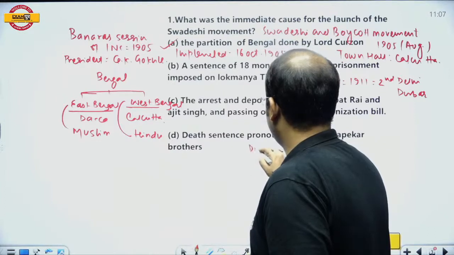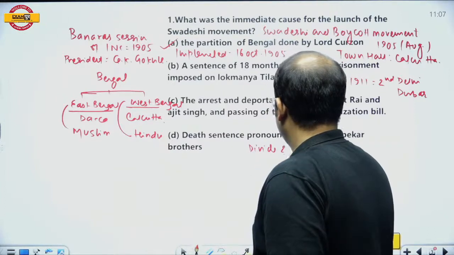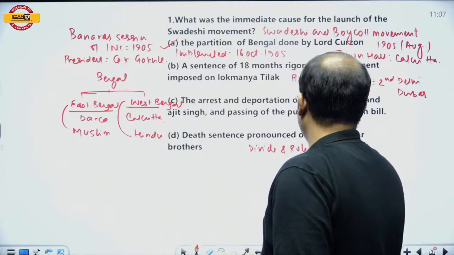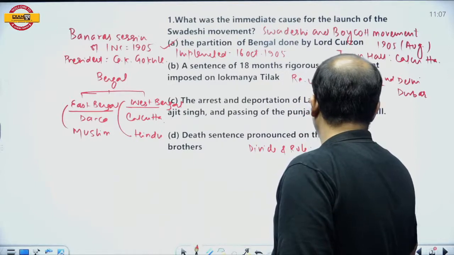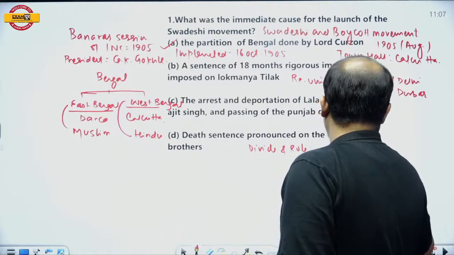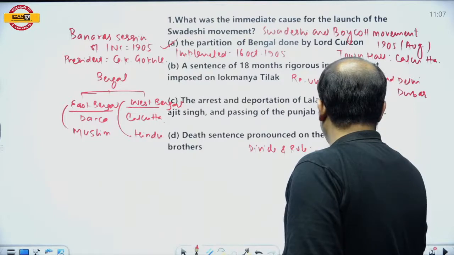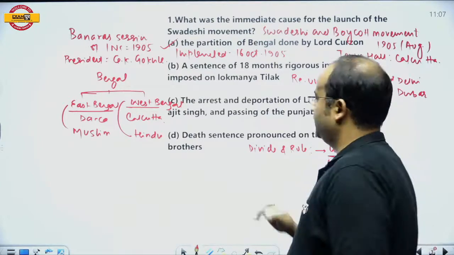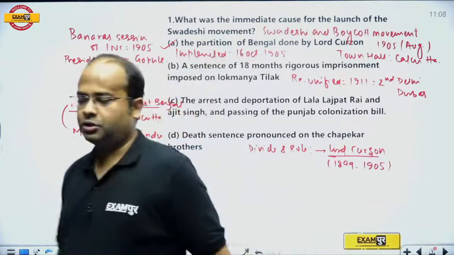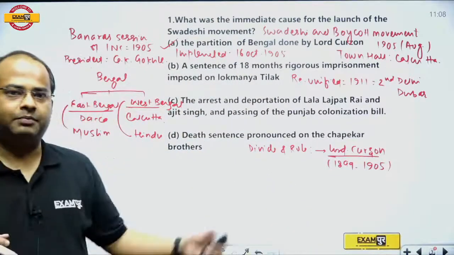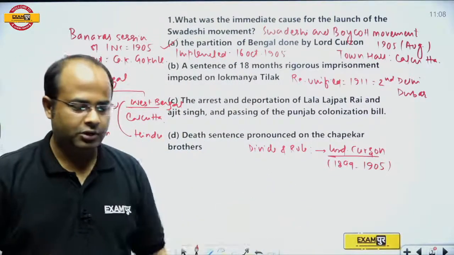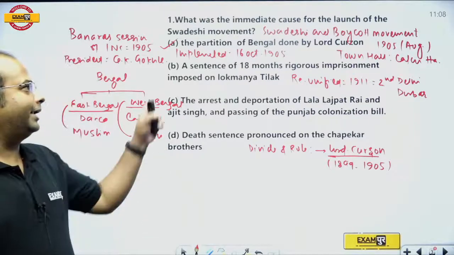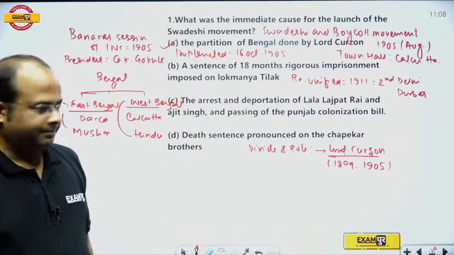So the policy of divide and rule, that is in the time of Lord Curzon, time period 1899 to 1905. So the divide and rule policy was also introduced by Lord Curzon, time period 1899 to 1905. So the correct answer will be option A.